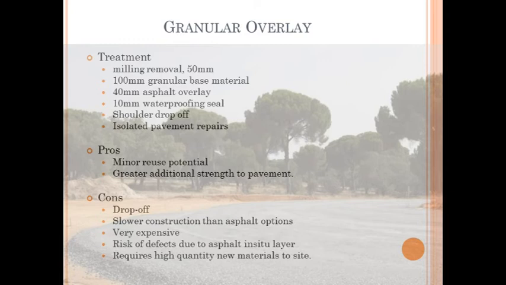The first option is a granular overlay. So the thought with this one is that we'd have to mill out 50 mil of the existing wearing course and then place 100 mil granular material on top of this. The reason for milling it out is to get a more level base given the moderate to high roughness throughout the site, as well as allow a bit more tie-in of the gravel.